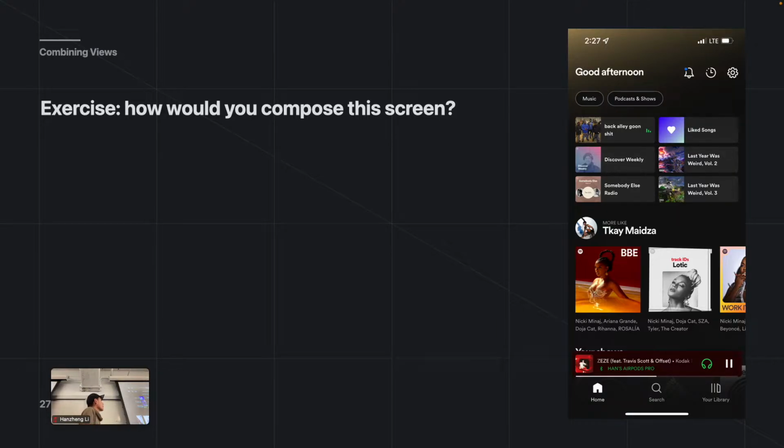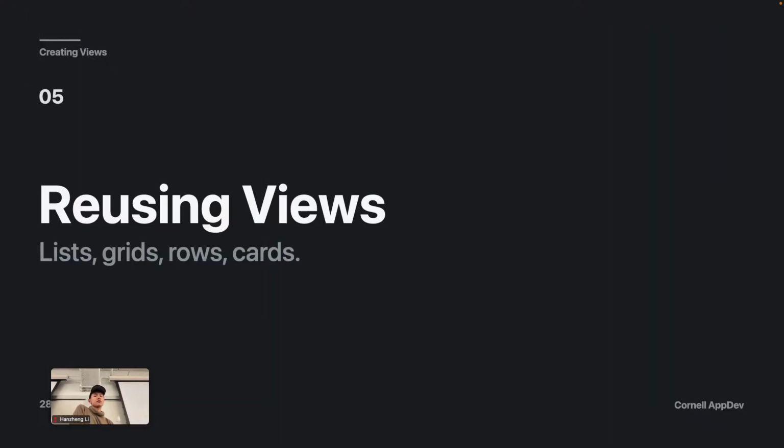So in a second, I'm going to talk about reusing views. Instead of maybe putting a bunch of horizontal stacks within VStacks here, you may want to use a list or a for each, but I'll talk about that later. We cool? All right. So reusing views. How do we make lists? How do we make grids like the one on the previous screen? And how do we make rows and cards, right?